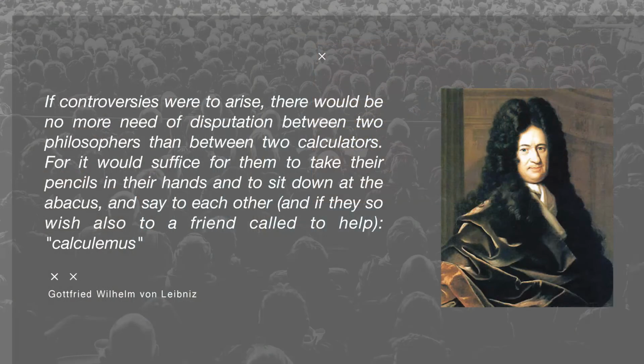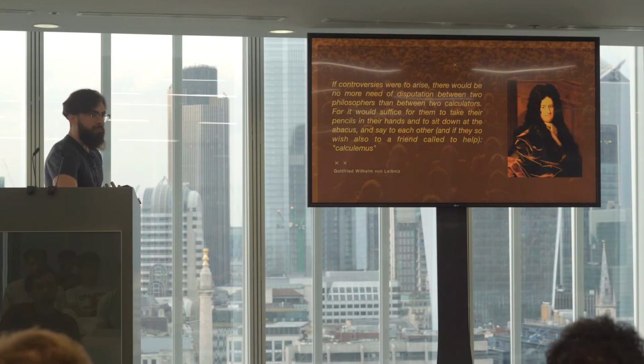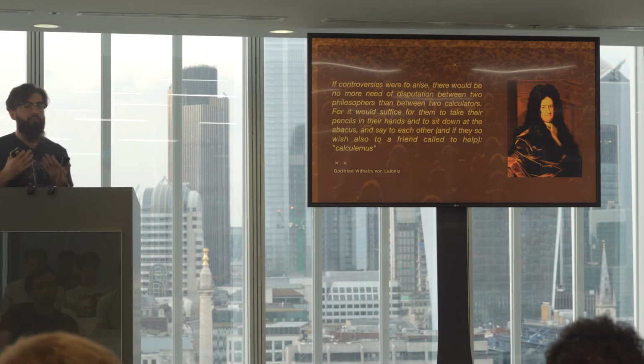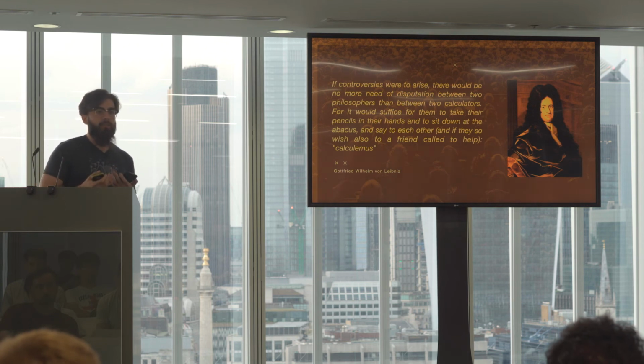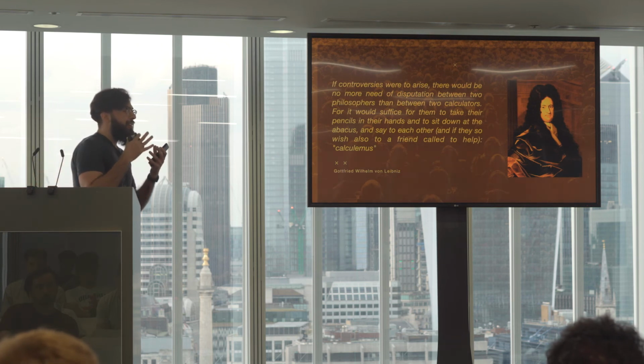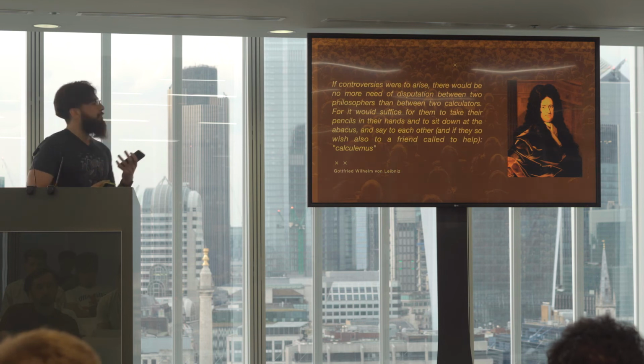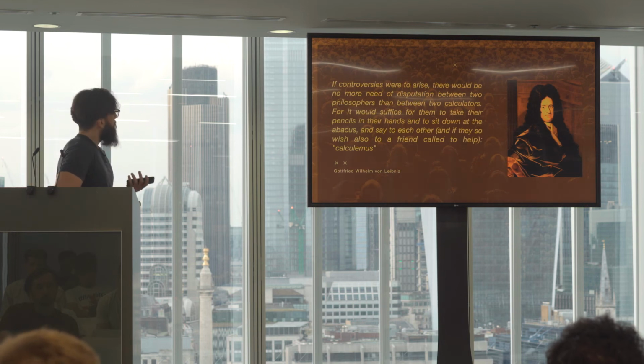So he wanted that if controversies were to arise, there would be no more need of disputation between philosophers than between two calculators. For it would suffice for them to take their pencils in their hands and sit down at the abacus and say to each other, and if they so wish, also to a friend called to help, calculemus, which means let us calculate. So what he wanted was for people to be able to use logic to reach the solution for problems, right? He wanted this very specific set of rules with which he could reach the truth.